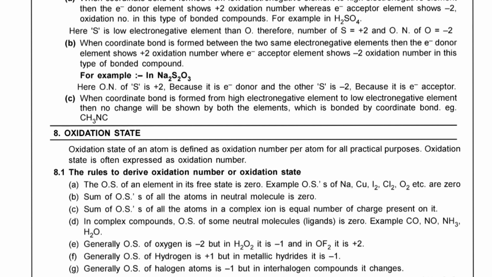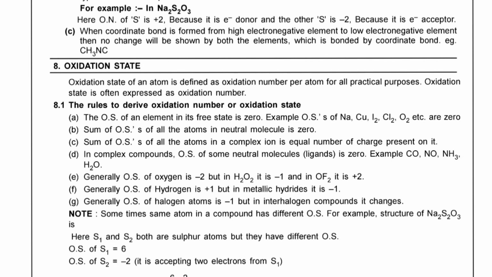Study these rules as well. These are general things. In the free state, elements have a 0 oxidation state. In neutral molecules, the sum of all the oxidation states is 0, but in charged complex ions, the sum of the oxidation numbers of all the elements is equal to the charge present on that complex ion.